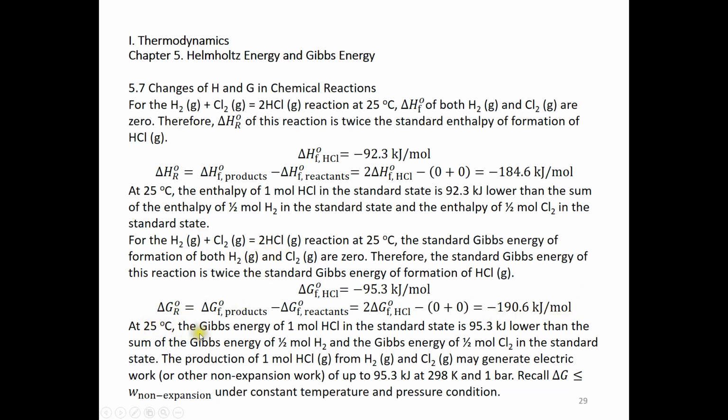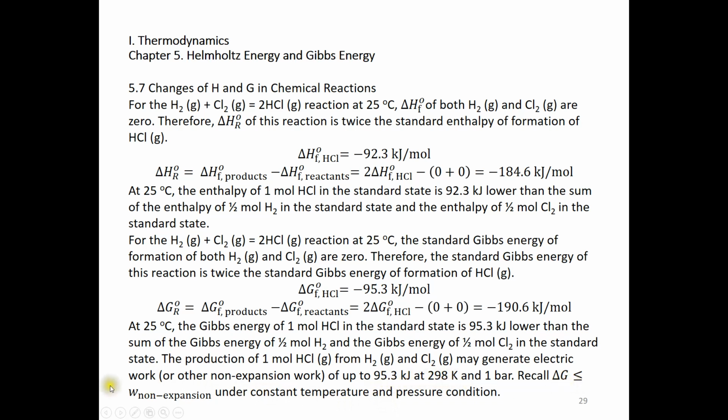At 25 degrees Celsius, the Gibbs energy of 1 mole HCl in the standard state, that means just 1 bar HCl gas, is 95.3 kilojoule lower than the sum of the Gibbs energy of 1/2 mole H2 and 1/2 mole of CO2. This 95.3 comes from here because this is relative to the pure elements such as H2 and CO2. The production of 1 mole HCl gas from H2 gas and CO2 gas may generate electric work of no more than 95.3 kilojoule at 298 Kelvin.